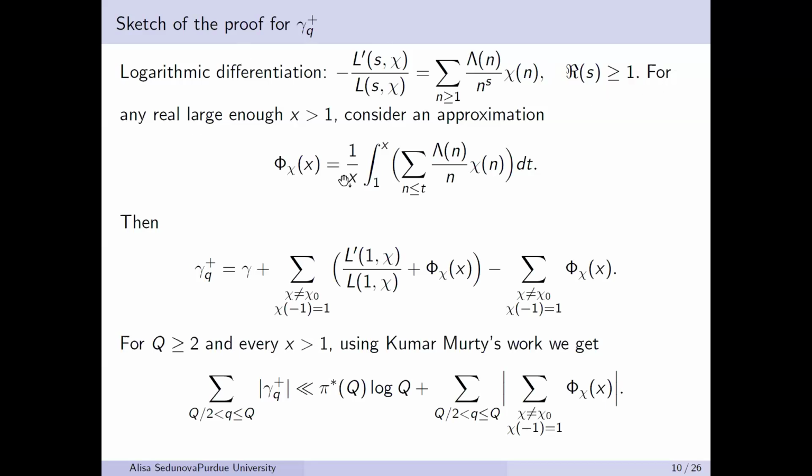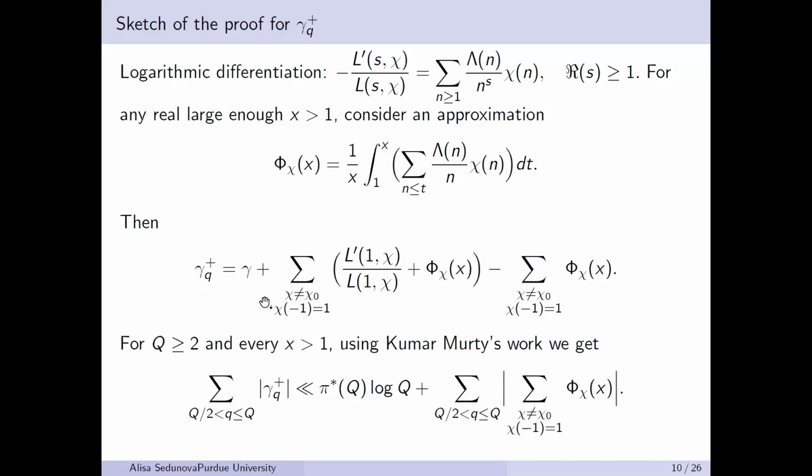Real part of s is greater or equal than 1, and we take any large x greater than 1 that we set up later, and we consider an approximation of this object, which we define as 1 over x, integral from 1 to x, of the finite sum over n up to t, lambda of n over n, chi of n dt. So then my gamma Q plus can be written as gamma plus this sum. So I basically add this part, and then I subtract this part. And then basically what happens is that this part is small. So my main problem is now to deal with this part.